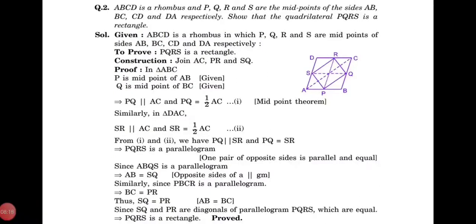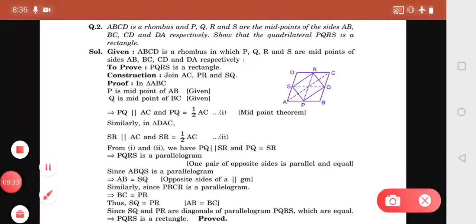P is the midpoint of AB, it is already given, and Q is the midpoint of BC, this is also given. Therefore, we have PQ parallel to AC and PQ equal to half AC by the midpoint theorem. Let it be number 1. Similarly, as we have done in question number 1, in triangle ABC, it is given P is the midpoint of AB and Q is the midpoint of BC. So, according to the midpoint theorem, PQ parallel to AC and PQ equal to half AC. Let it be number 1.